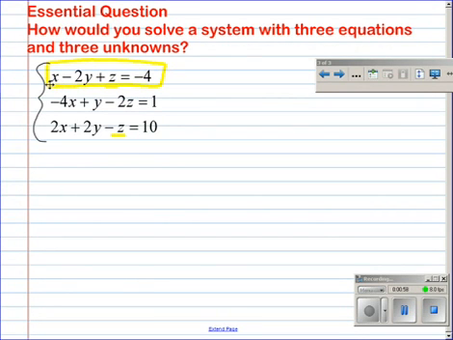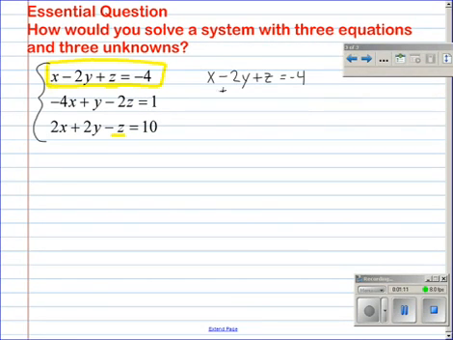So what I'm actually going to do is take that top equation and get x by itself. If I had x minus 2y plus z equals -4, to get x by itself, I would need to add 2y to both sides, and that would leave me with x plus z equals -4 plus 2y. Then I would need to subtract z from both sides, and that would leave me with x equals -4 plus 2y minus z.